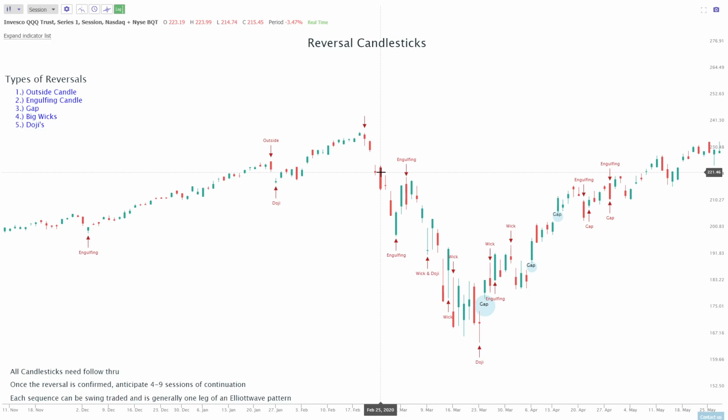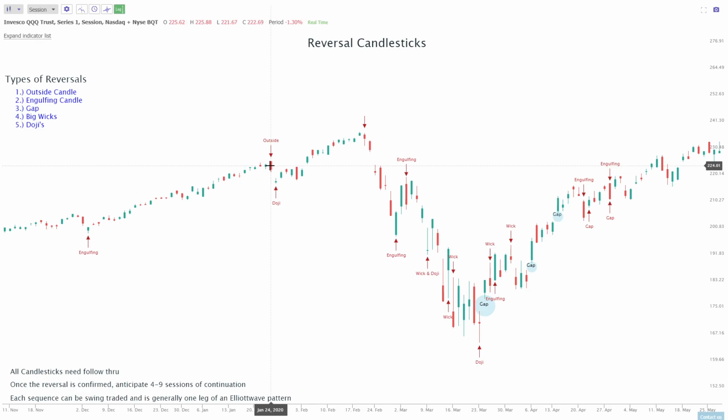So trying to keep with the context of reversal candlesticks, we want to talk about follow through. It's very, very important. One candle does not make a trend. And just because you have a doji here, right, you had one candle close up here, then reverse. So you didn't really have any follow through.